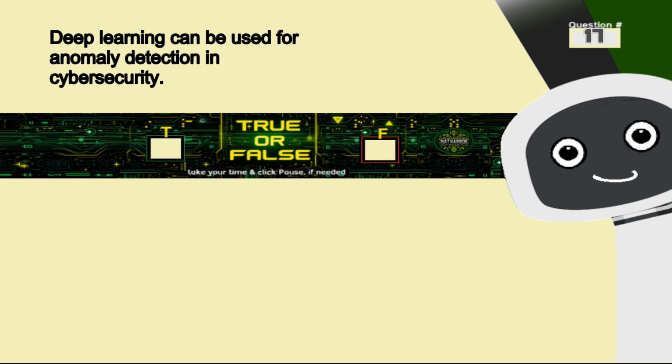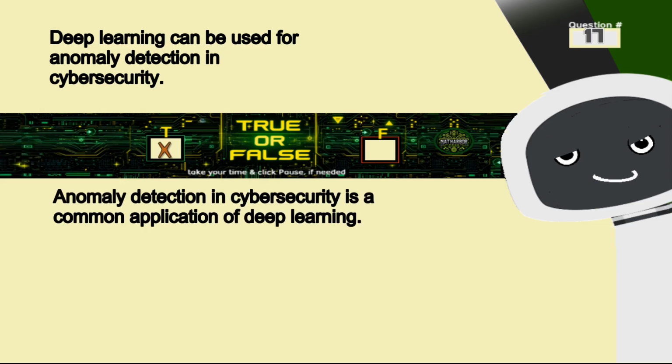True or false? Deep learning can be used for anomaly detection and cybersecurity. That's true. Anomaly detection and cybersecurity is a common application of deep learning.